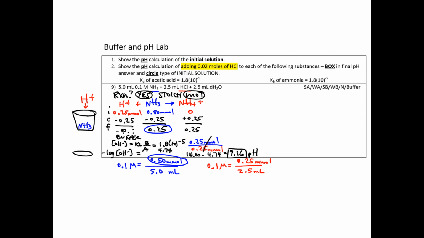So you turn this into a buffer. So now the little cup looks like this. We have NH3 in it, and we have NH4 plus. So we have created a buffer.